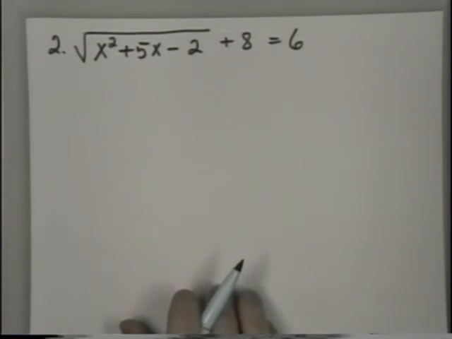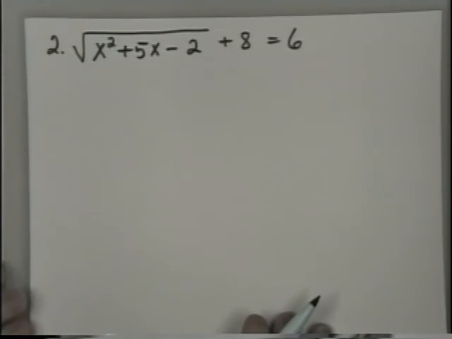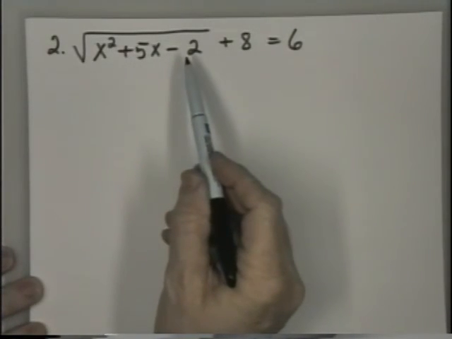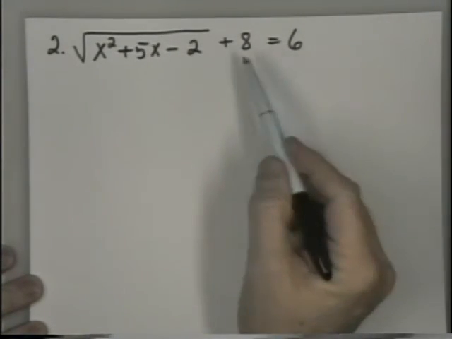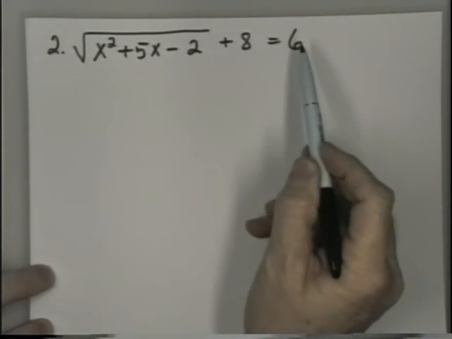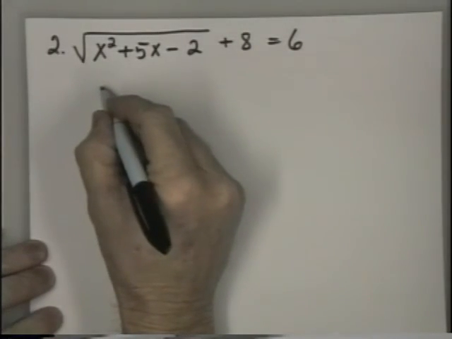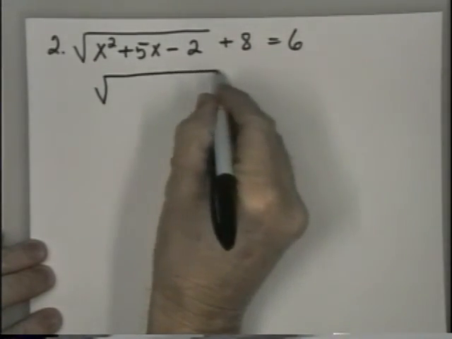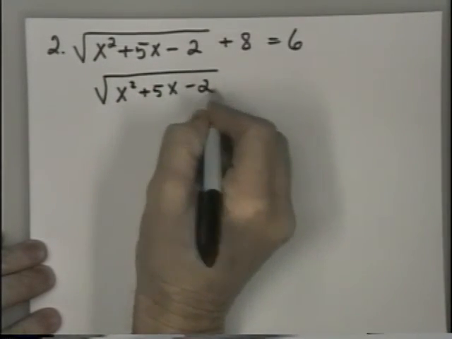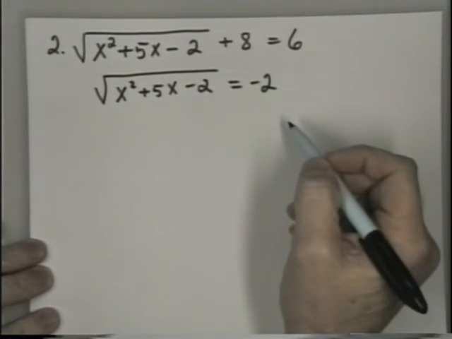Well, now let's look at one where maybe the solution doesn't check. Alright, so we've got a radical, so what's our first step? Well, we isolate the radical. So I'm going to subtract 8 from both sides, and that would leave me then with just the radical equals a negative 2.